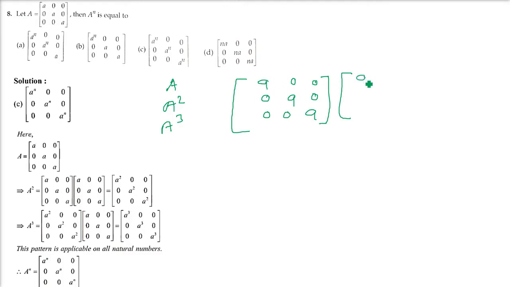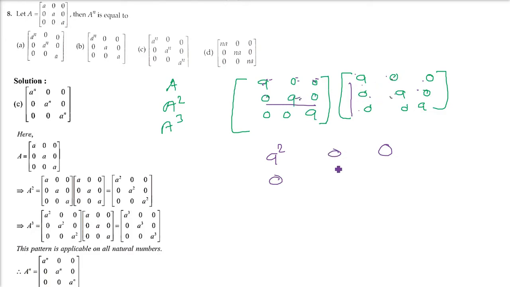So when you multiply this, A 0 0, 0 A 0 and 0 0 A. All others will be 0. Only the diagonal part will become A square, because A into A is A square. First row, second column: A into 0, 0 into A, 0 into 0, which gives 0. Now first row, third column: A into 0, 0 into 0, 0 into A, which gives 0. So there is a proper pattern. Now second row with the first column: 0 into A, 0 into 0, 0 into 0. Now second row with second column: 0 into 0, A into A, which is A squared, and 0 into 0. So this is what you are going to get.